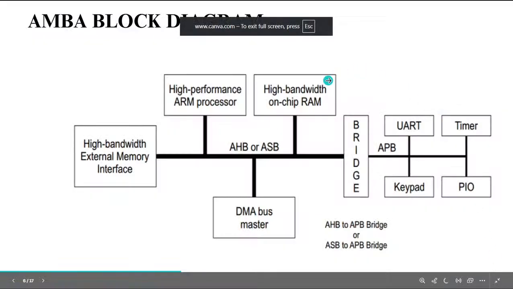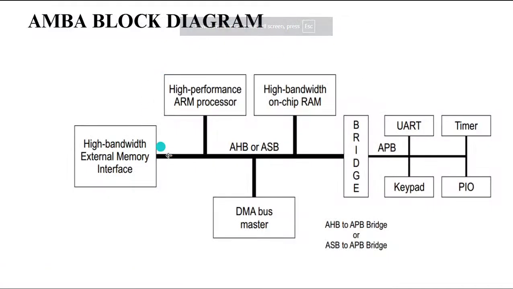For example, you can take this as an example. So this is one chip. It has the processor core, RAM chip, and then an external memory interface, DMA, bridge, APB, UART, timer. So you can see here UART. UART is one protocol. It will communicate with some sensor, some small devices, any UART devices. It's like a peripheral device.